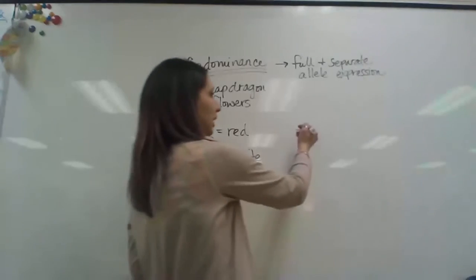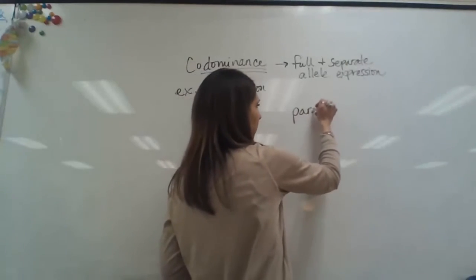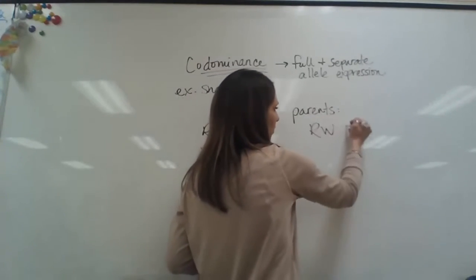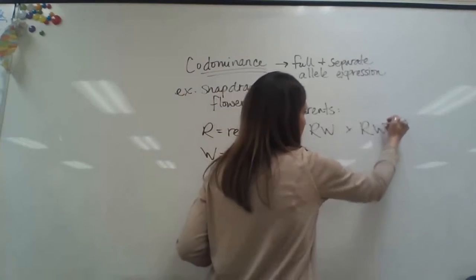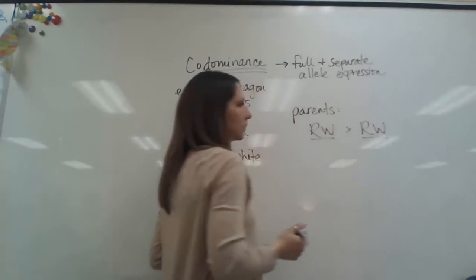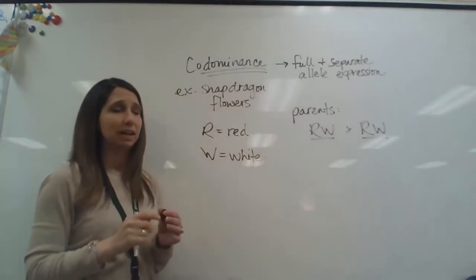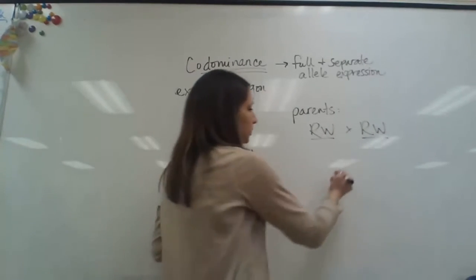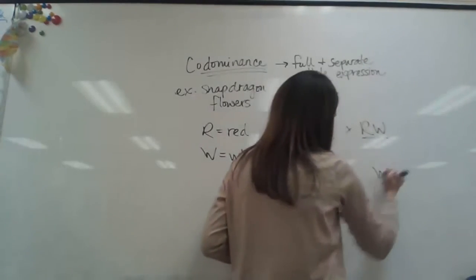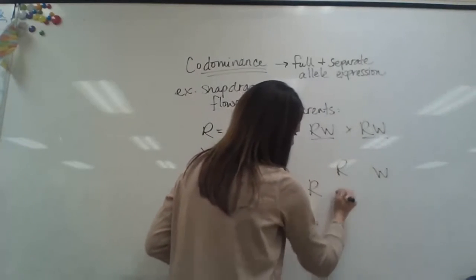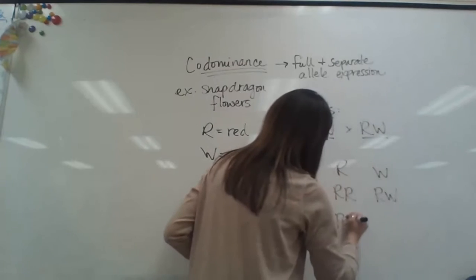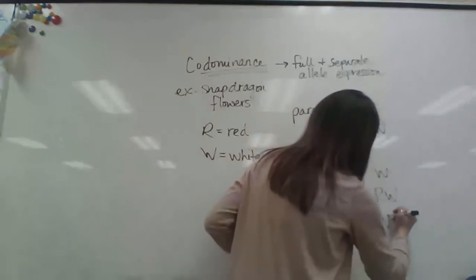Let's set up the same two parents again so we can directly compare this. So we'll do RW crossed with RW. Okay, same gametes, right? Each parent can give one R or one W. So if I set up my Punnett square based on that, I'll get really the same genotypes here. That's not different, right?